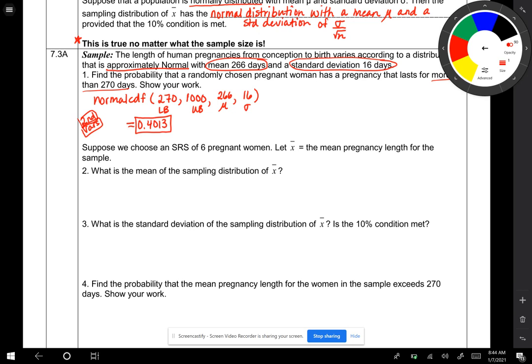Now, in problem number 2, we have a simple random sample. So here's where our sampling distribution will come in of 6 pregnant women. Let X bar be the mean pregnancy length for that particular sample. What is the mean of the sampling distribution of X bar? So the mean of the sampling distribution is equal to the mean of the population, which is 266 days.